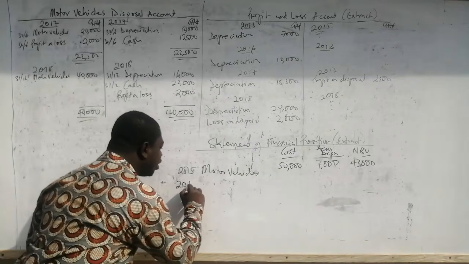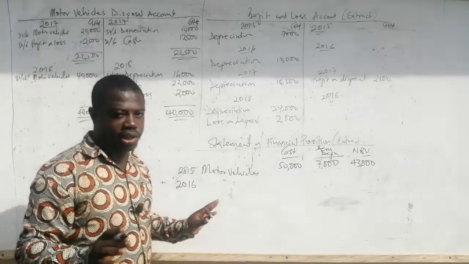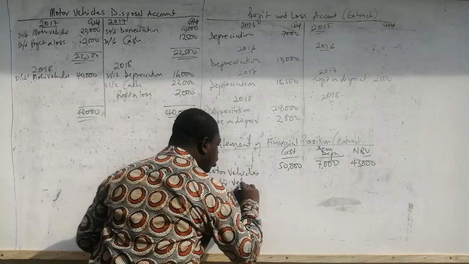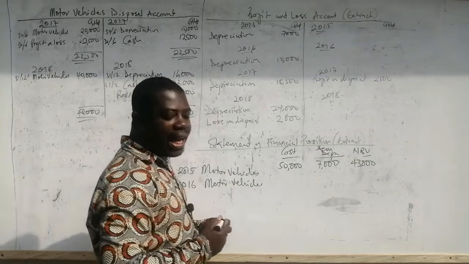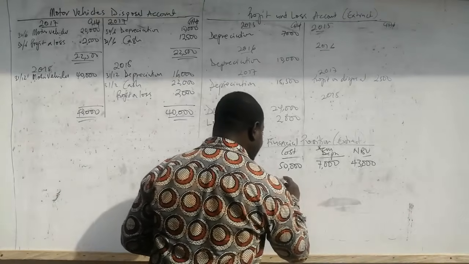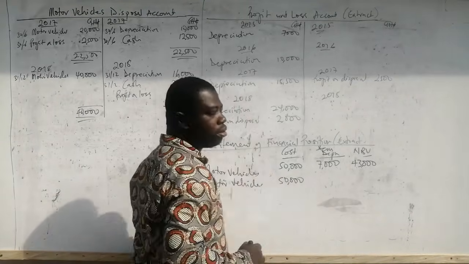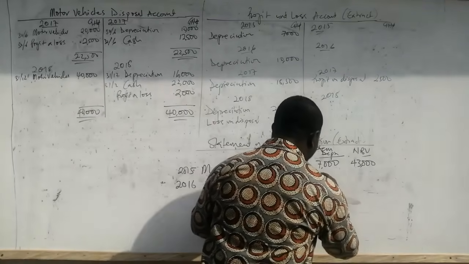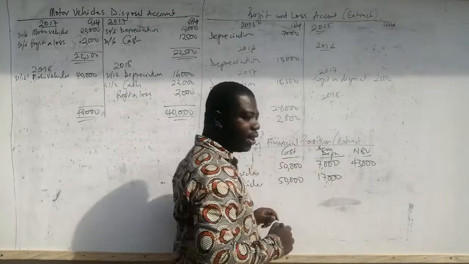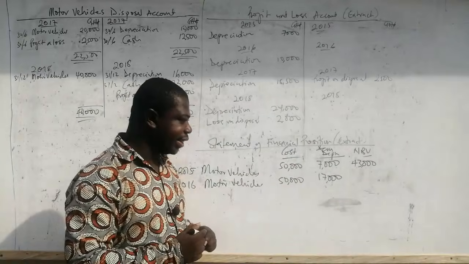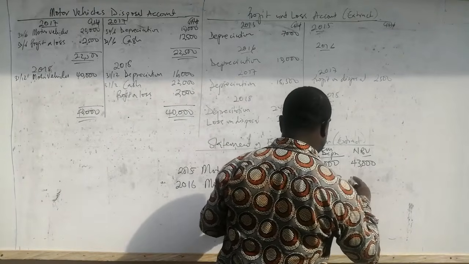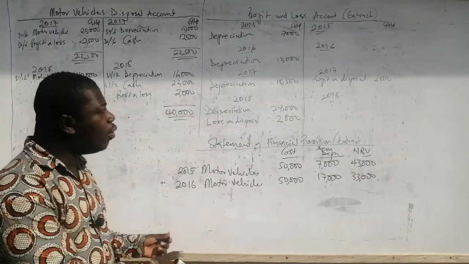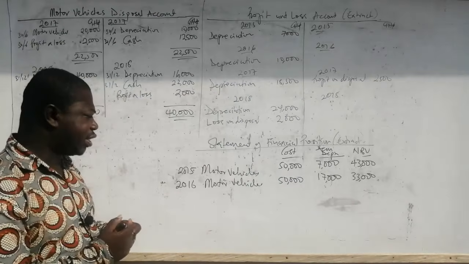Then you move to the next year, 2016. You are not going to do any totals. You are just showing how it will appear. So in 2016, motor vehicles, the balance carried down for 2016 was still 50,000. But the balance carried down for accumulated depreciation was 17,000. If you could remember, because now we have added the 10,000. And so our net book value for 2016 will stand at 33,000. That is the meaning. So this is how the statement of financial position extract will look like.